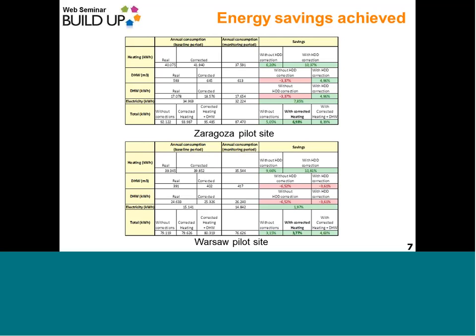So, for instance, in Zaragoza pilot site, we have almost 7% of global savings, most of which were achieved in heating. You can see that we have 6% of heating savings, and applying the correction of heating degree days, which is an accepted method, we had 10% savings comparing the monitoring period with the baseline period. For domestic hot water, we did not have savings. This is something that we must work more in order to not repeat the same mistake in other projects. And in electricity, we also achieved a significant saving of 7.85%.